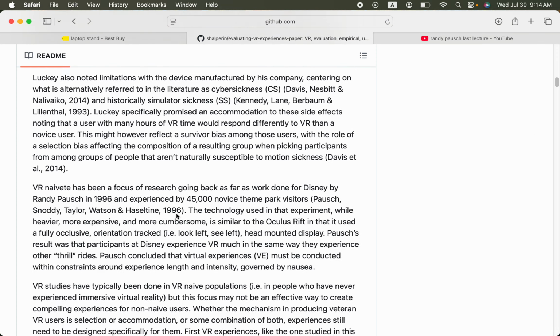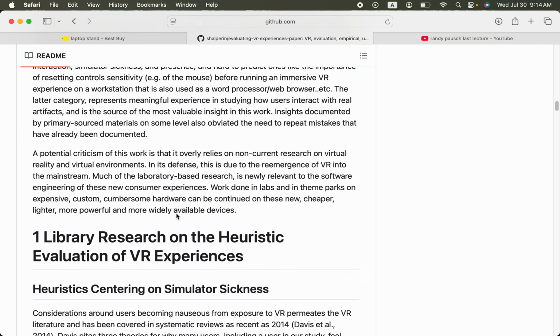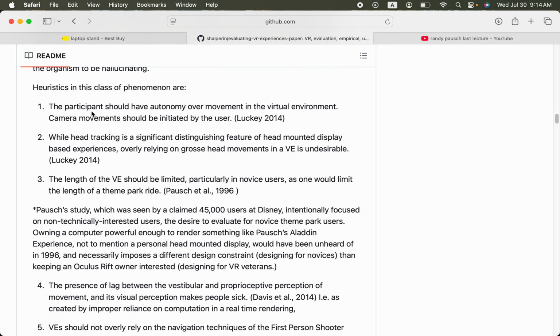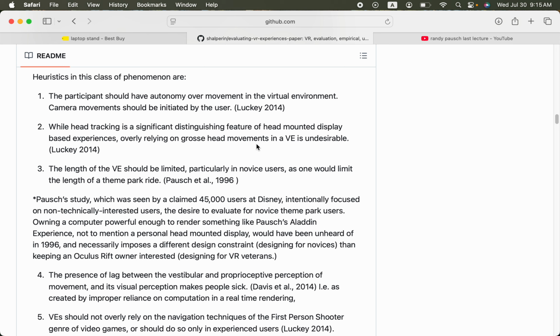So heuristics, you could read the paper for yourself, but let's just cover a few of them. The one I said at the outset: the participant should have autonomy over movement in the virtual environment. Camera movement should be initiated by the user. And this is Palmer Luckey, who invented the Oculus, leveraging Pausch, more or less.